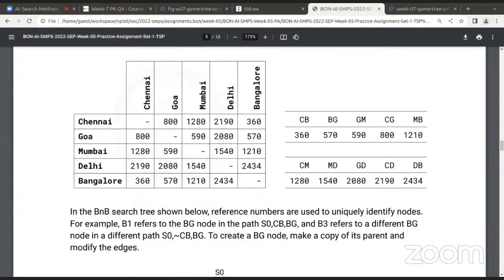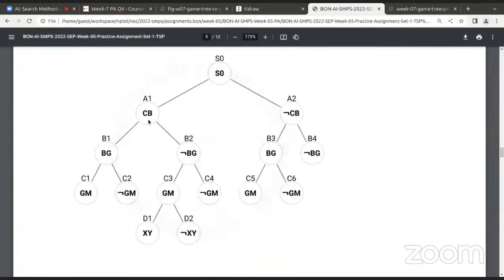Because it is already there in the lower bound. It's not clashing. A clash would happen when Chennai to Bangalore was not there and I'm forcing it. But I don't have to force it, it is already there. Now this becomes my A1. So S0 cost and A1 cost is the same till now. Yes, S0 cost and A1 cost is the same. Agree. Okay. Now going to the question.